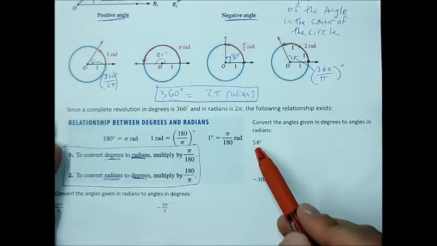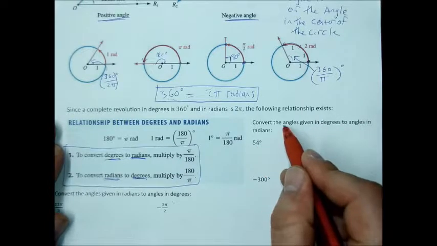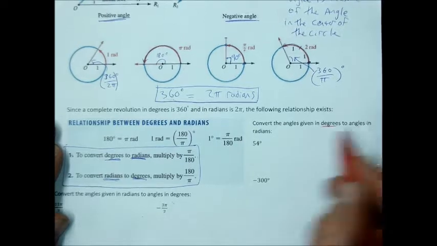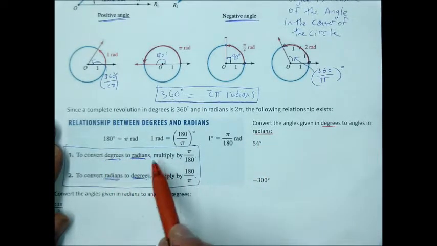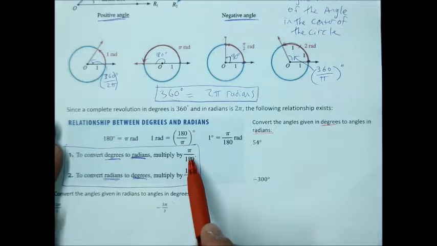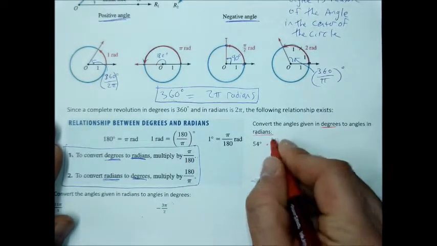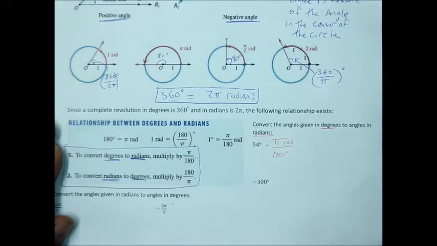Let's do this 54 degrees. So we're going to convert this measurement, this angle in degrees, to an angle in radians. And so this is the first multiplication problem. We multiply by pi over 180. We take 54 and multiply it by pi radians over 180 degrees.